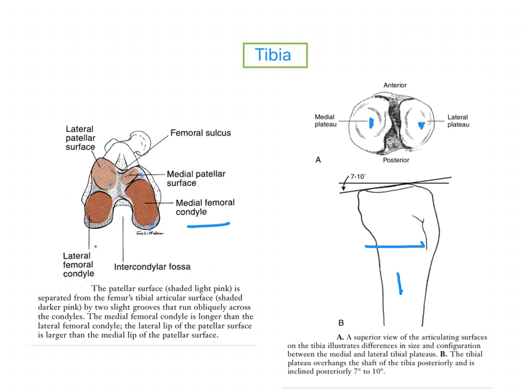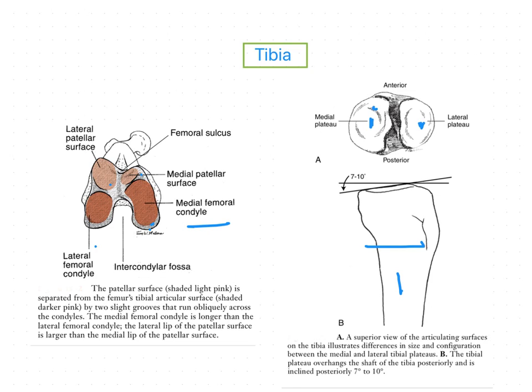Compared to the shaft, the proximal tibia overhangs the shaft posteriorly. The articulating surface of the medial tibial condyle is 50% larger than that of the lateral condyle, and the articular cartilage of the medial tibial condyle is 3 times thicker.